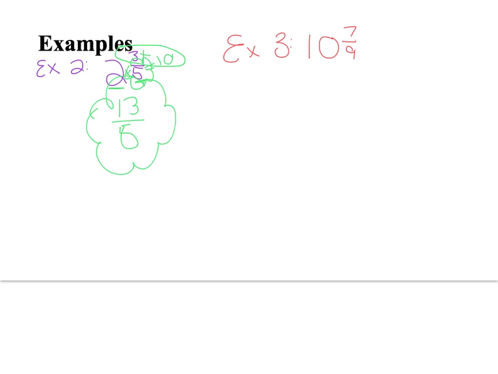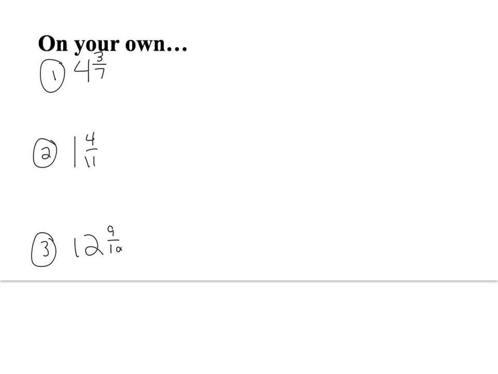Example 3, we're going to change 10 and 7/9 to an improper fraction. Step 1, multiply our whole number times our denominator. 10 times 9 is 90. Add that product to the existing numerator, which is 7. 90 plus 7 is 97. Our denominator remains the same, what we started with, that was 9. Our improper fraction equivalent to 10 and 7/9 is 97/9.